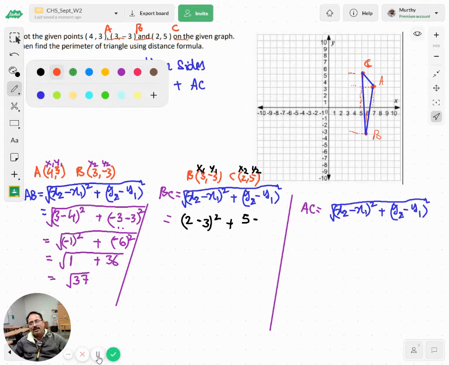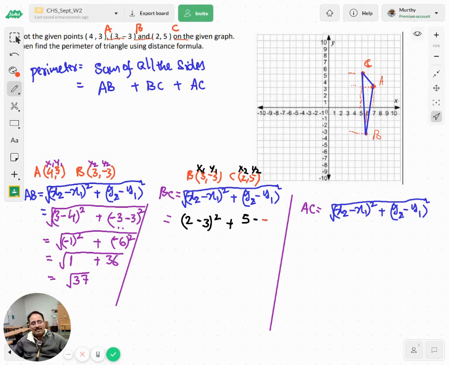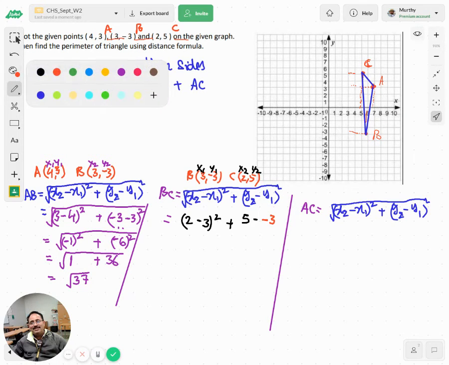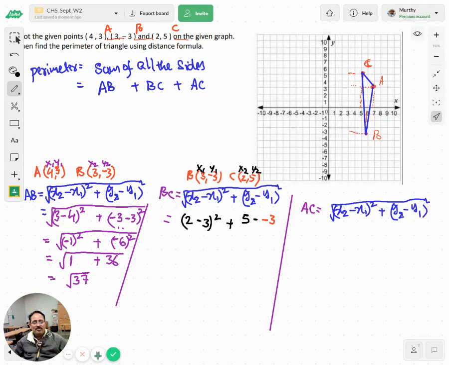This is important. Subtract negative 3. Therefore, there is a double negative sign. 5 subtract negative 3, therefore double negative sign. So negative of negative gives you positive. So 5 plus 3 gives you 8 square. 2 minus 3 is negative 1 square. Then I have to keep everything under the square root.